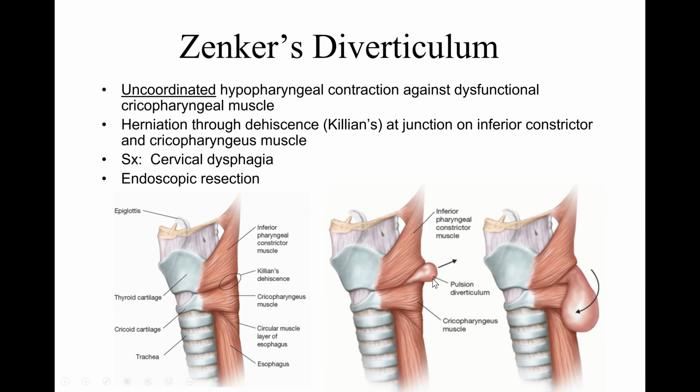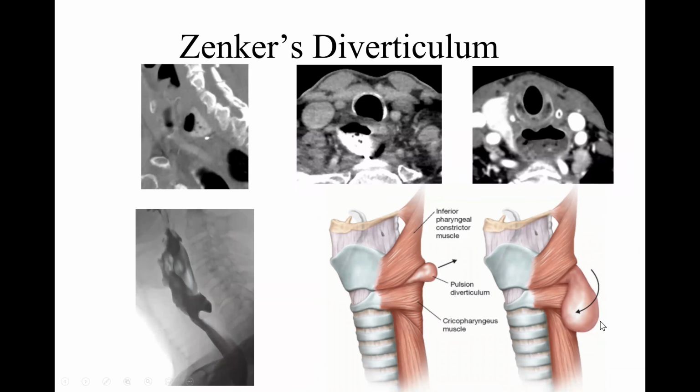So this is an early pulsion diverticulum, and this is the more advanced pulsion diverticulum. So how do they look on imaging? This is from the days when I used to do barium swallows. This was a cricopharyngeal muscle that did not relax. And you can see superiorly to it, we can see the Zenker's diverticulum extending posteriorly along the cricopharyngeal muscle.